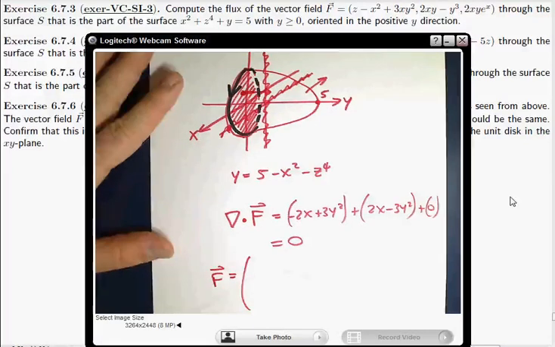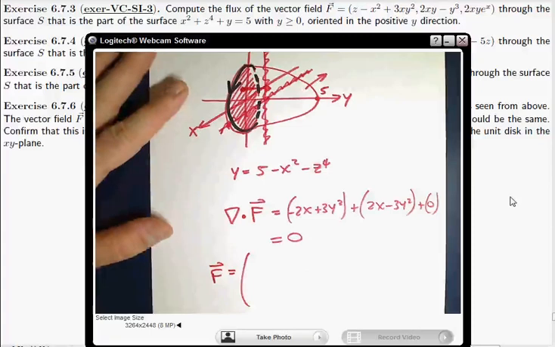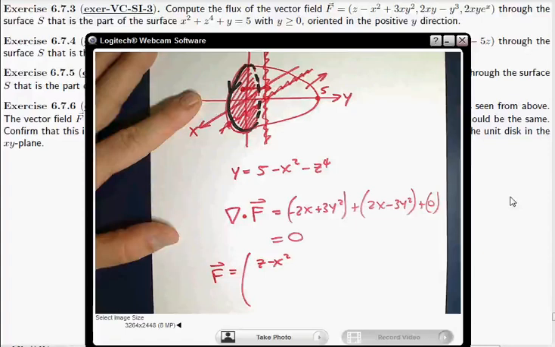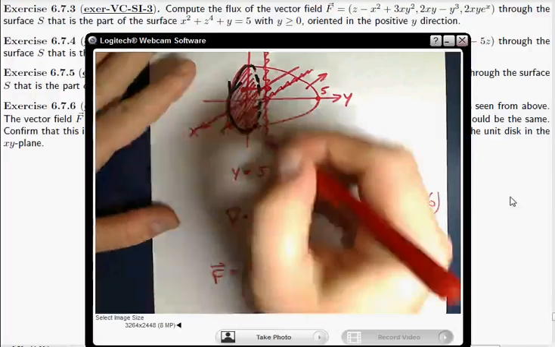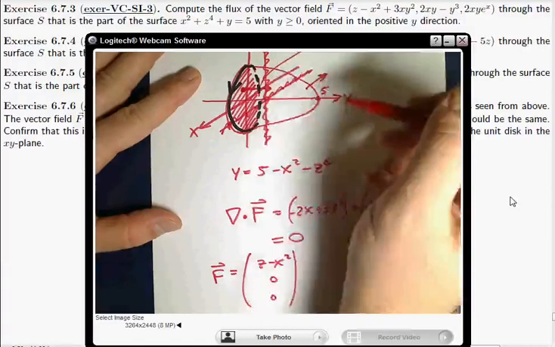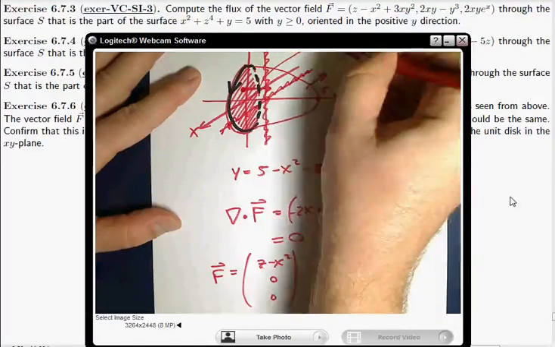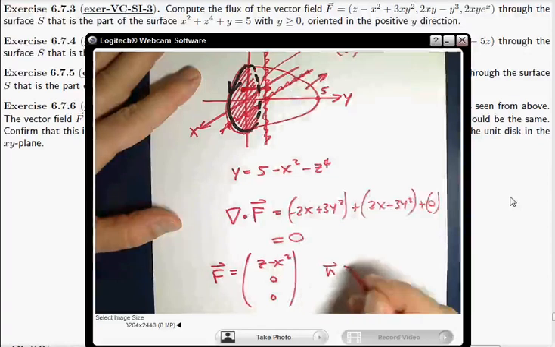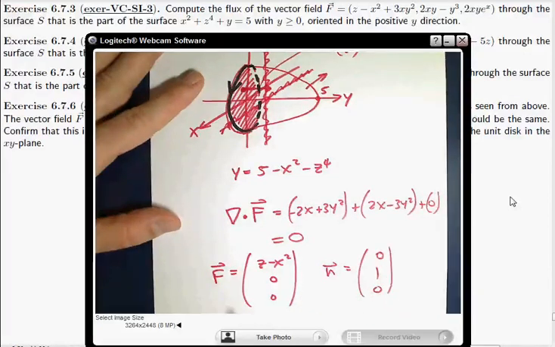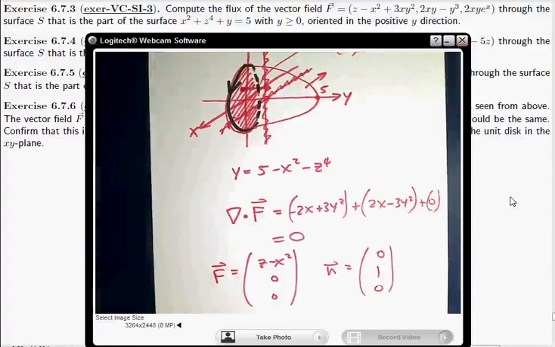because y is equal to 0, and the vector field becomes z minus x squared, 0, 0. Well, that simplified nicely, right? Our new unit normal vector N is 0, 1, 0. And the dot product is 0, so the flux is 0.